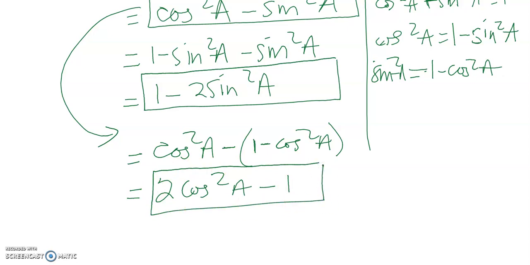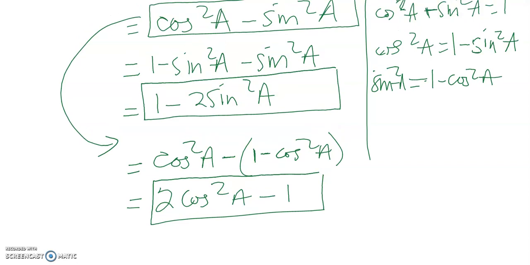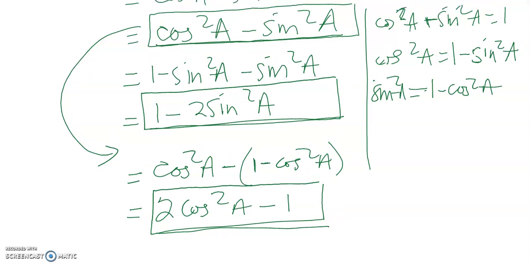Note that at your convenience, you may choose to substitute either in this version here, or in this version here, or in this version here, depending on what problem you're solving and the convenience of arriving at your answer, depending on what identity you choose.